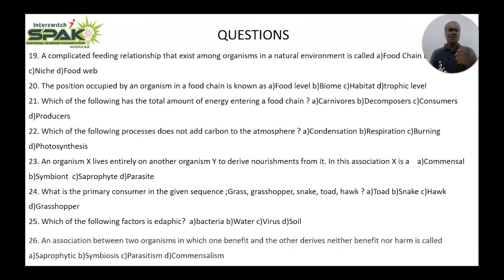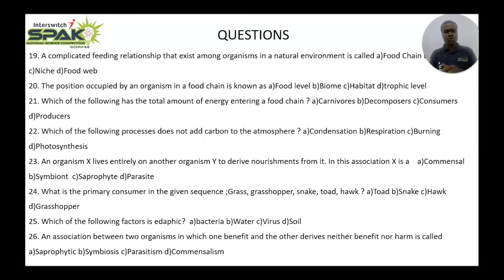So option D. An association between two organisms in which one benefits and the other derives neither benefit nor harm is called what? A, saprophytism; B, symbiosis; C, parasitism; D, commensalism. I discussed this the other time. In commensalism, one benefits, and the other organism is not affected in any way.